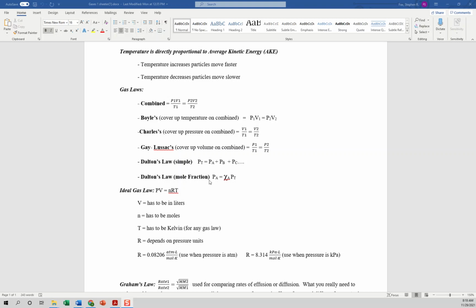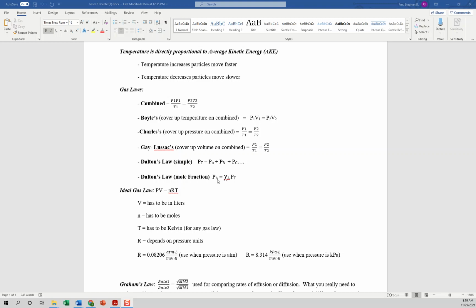And then this is Dalton's law with mole fraction. It says the partial pressure of a gas, so the pressure of gas A, is equal to the mole fraction of gas A times the total pressure. And mole fraction is essentially percent by mole without multiplying by 100. So if I wanted to calculate the mole fraction of A, it would just be moles of gas A, whatever that is, divided by total moles. So if we wanted to figure out the mole fraction of nitrogen in the atmosphere, we could do the moles of nitrogen in the atmosphere divided by the total moles of gas in the atmosphere. That's the mole fraction. And if we multiply that by the total pressure, that would give us the partial pressure of that gas.